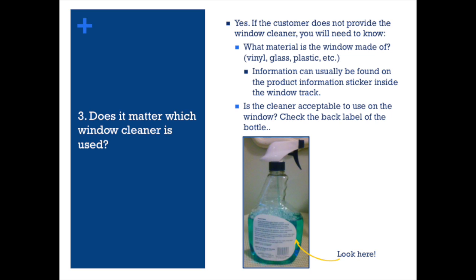The last FAQ is, does it matter which window cleaner is used by the operator? It does. If the customer does not provide you with the window cleaner when you arrive on site, you will need to know what material the window is made of, such as vinyl, glass, or plastic. That information can usually be found on a product information sticker inside the window track. You will also need to know if the cleaner is acceptable to use on the window. A good place to look is the back label of the bottle.